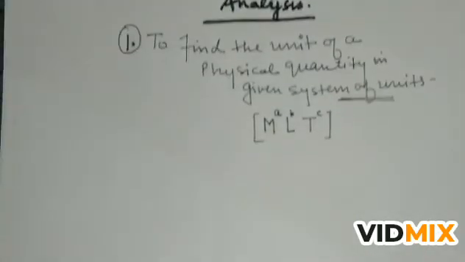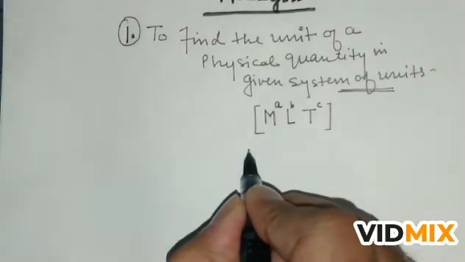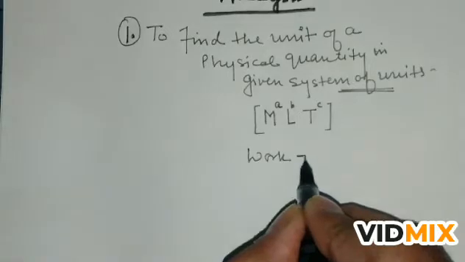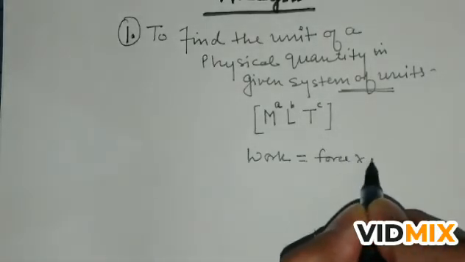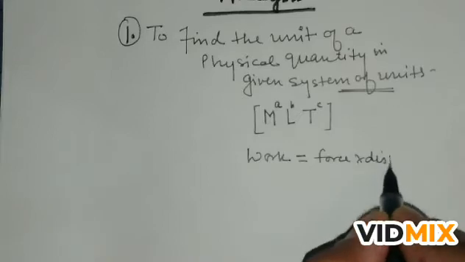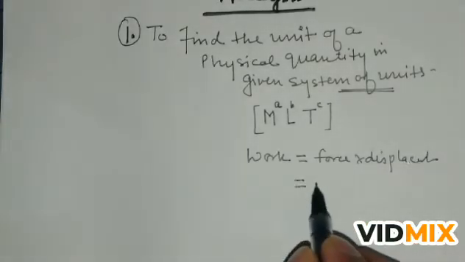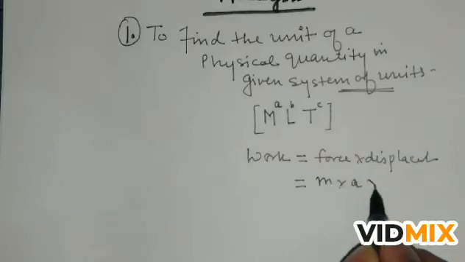Suppose the physical quantity is work, and everyone knows that work is equal to force into displacement. Now the dimension of force we can find with the help of a formula. Force is mass into acceleration, and the displacement is s. The symbol of displacement is s.